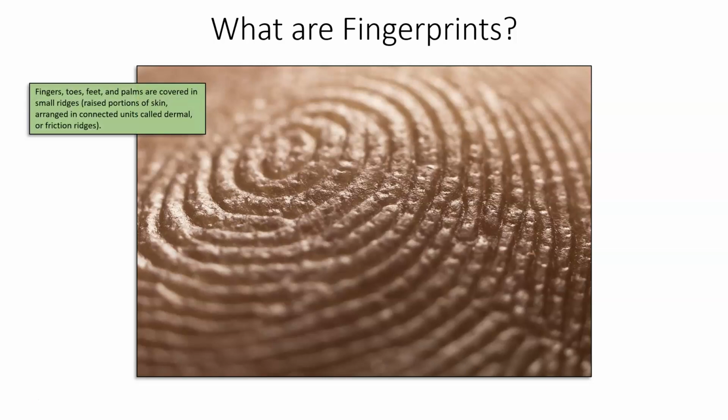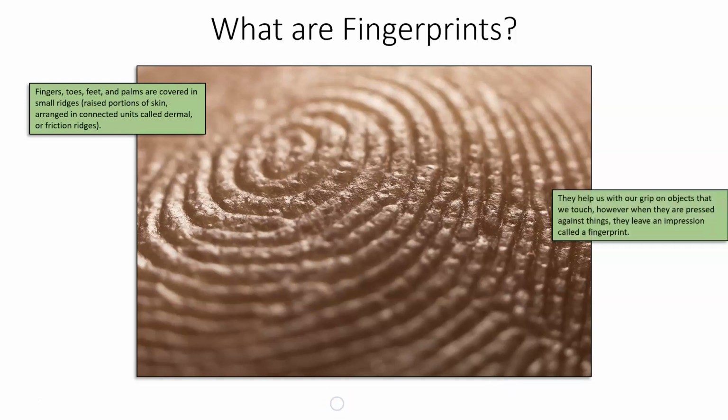So fingers, toes, feet, and palms are all covered in these small ridge patterns, which are raised portions of the skin that are all connected units called dermal or friction ridges. The purpose of these ridges, when you look at them really closely like in this image, is to increase friction. That's why they're called friction ridges, so that when we grip things in our environment, we have increased grip strength and friction that allows us to do things and navigate our environment. From a physiological or evolutionary standpoint, they actually give us a benefit. They increase our fitness within our environment. They help us with our grip on objects that we touch.